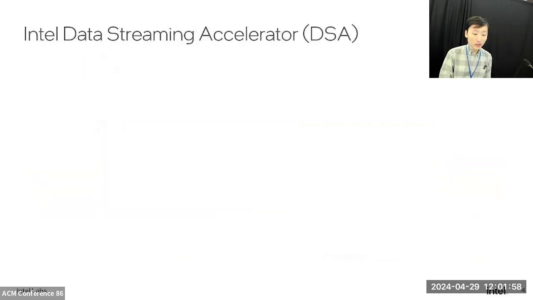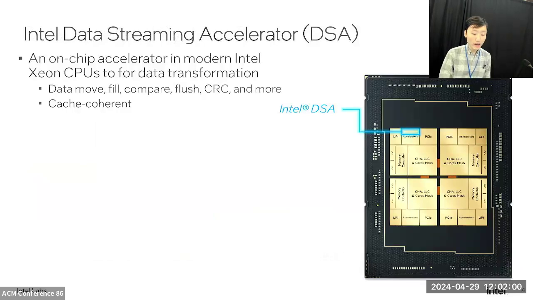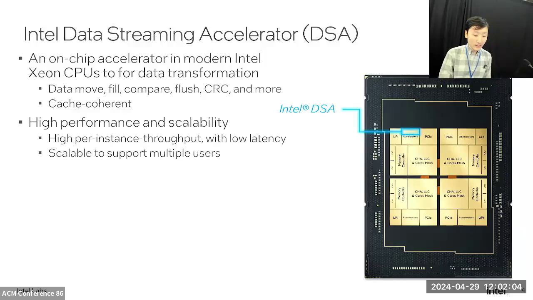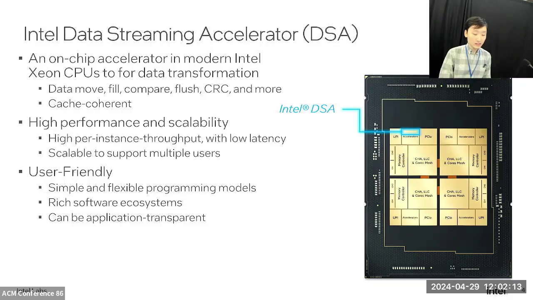DSA is an on-chip accelerator in the modern Intel Xeon CPU package and can do various data movement and transformation operations. DSA can provide high throughput with low latency for transformation operations and can be scaled to support many users. DSA is also user-friendly and can even be application transparent.